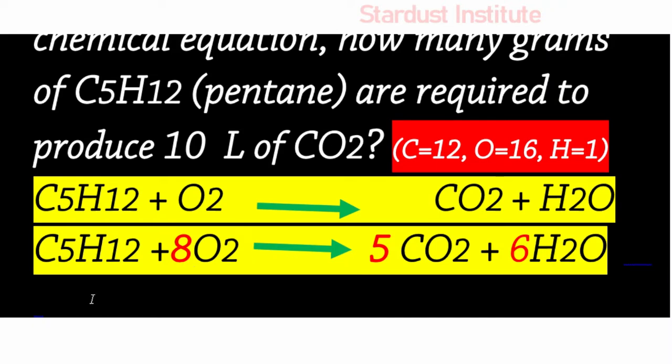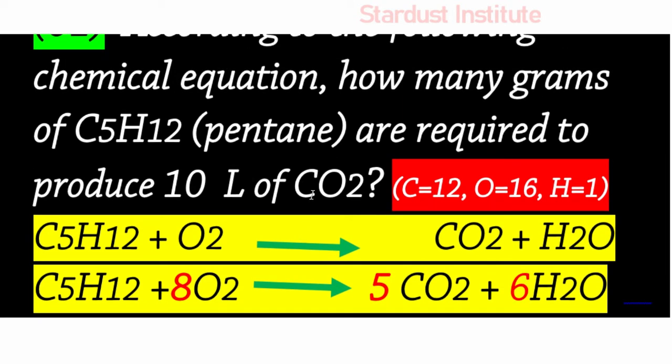You can see on the left hand side 5 carbons, on the right hand side 5 carbons. On the left hand side 12 hydrogens, on the right hand side 6 times 2, 12 hydrogens. On the left hand side 8 times 2, 16 oxygens, and on the right hand side 5 times 2, 10 oxygens, and here 6 oxygen, altogether 16 oxygens on the right hand side. It will take some time for you to balance this chemical equation. I have already balanced it.